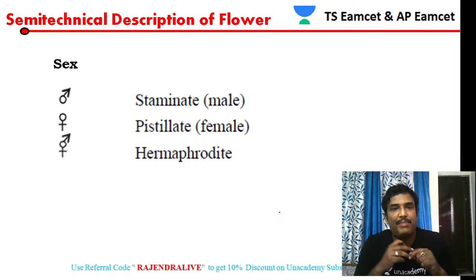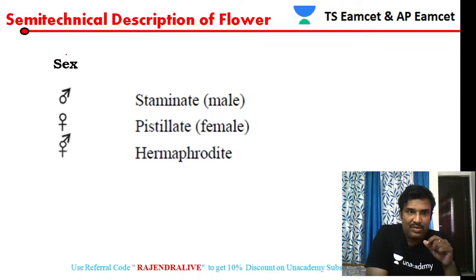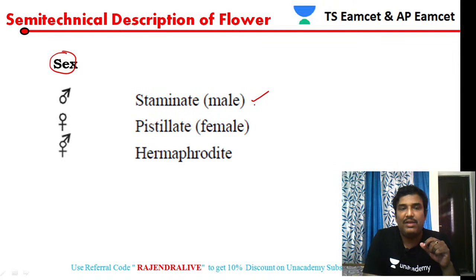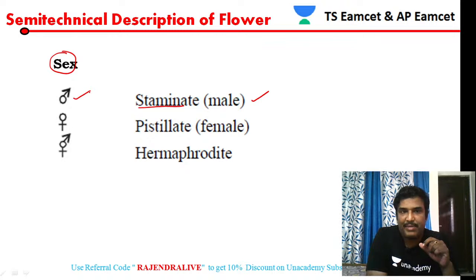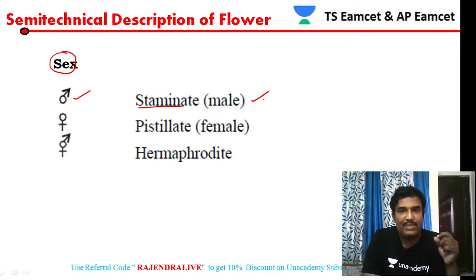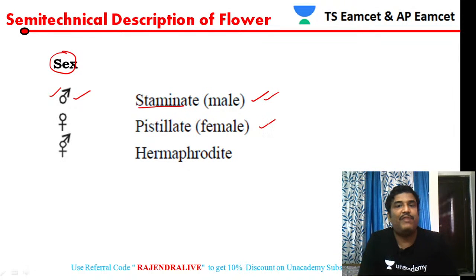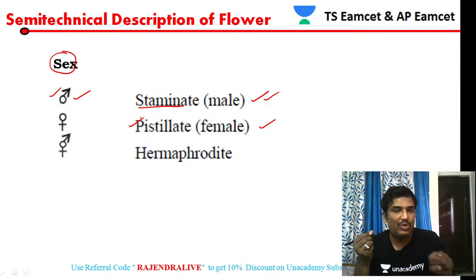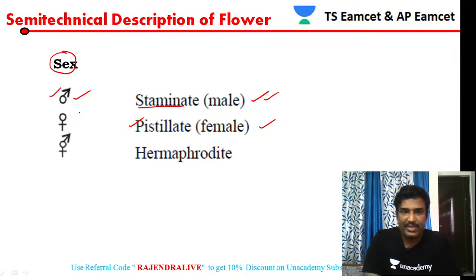So let us move to the next symbol. Regarding the sex, you can see here the male. Male flowers are called staminate. The male flowers are represented by this particular symbol, used when only male parts are present in the flower. Whereas in the flower where only female parts are present, those are called pistillate. When flowers are pistillate, it means the flowers are unisexual and have only the female part. That is represented by this symbol.